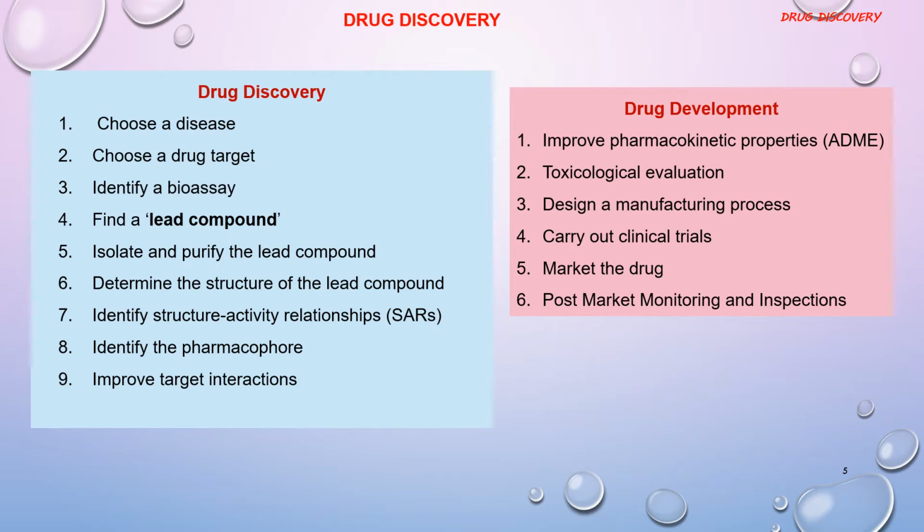Steps or strategies for drug development are first, improve the pharmacokinetic property of the lead compound or the modified lead compound, toxicological evaluation, designing a manufacturing process, carry out clinical trials, market the drug, and post-market monitoring and inspections.